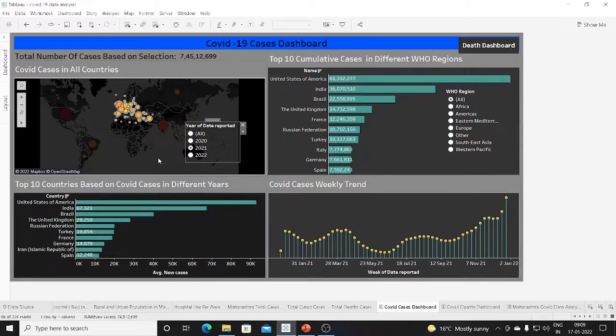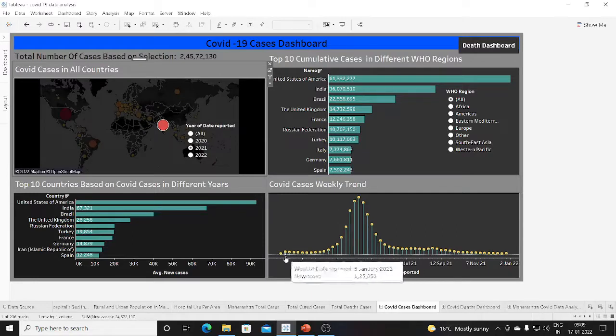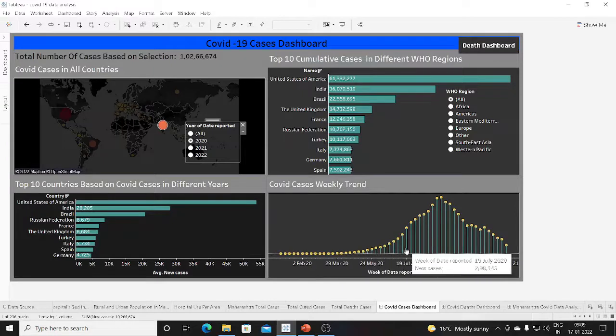If I want to see only the case of India, because I'm from India, obviously I want to see India. Here you can see in the case of India in 2020, we all don't know exactly the date, but from this data you can easily conclude that after 19 July 2020 there are 2 lakh 98,145 cases, and after that date there was a wave.